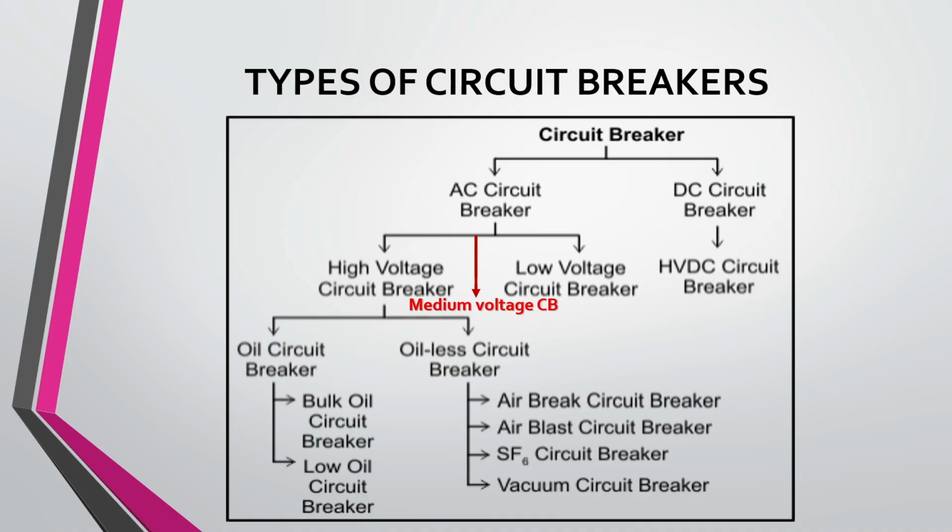Now talking about oilless circuit breakers. Oilless circuit breakers are those circuit breakers which are not using oil. So they are air brake circuit breakers and air blast circuit breakers. We have SF6 circuit breakers, which use SF6 gas as insulating medium. And then we have vacuum circuit breakers.